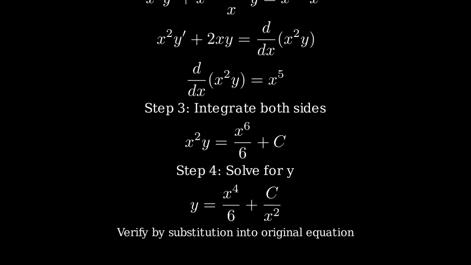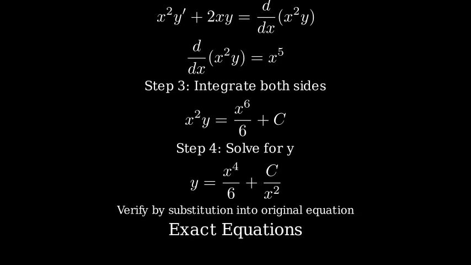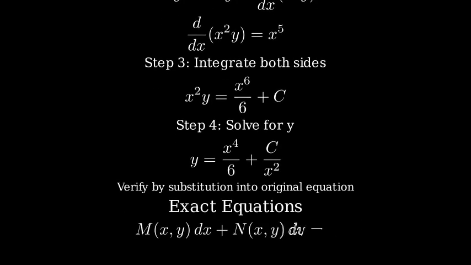Now, let's discuss exact equations. Exact differential equations have the form M(x, y) dx plus N(x, y) dy equals 0. This is called an exact equation when there exists some function f(x, y) such that the total differential of f is exactly M dx plus N dy.